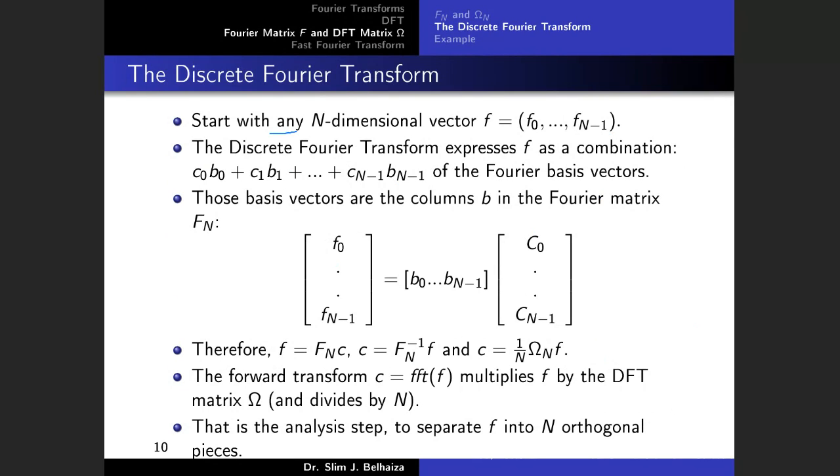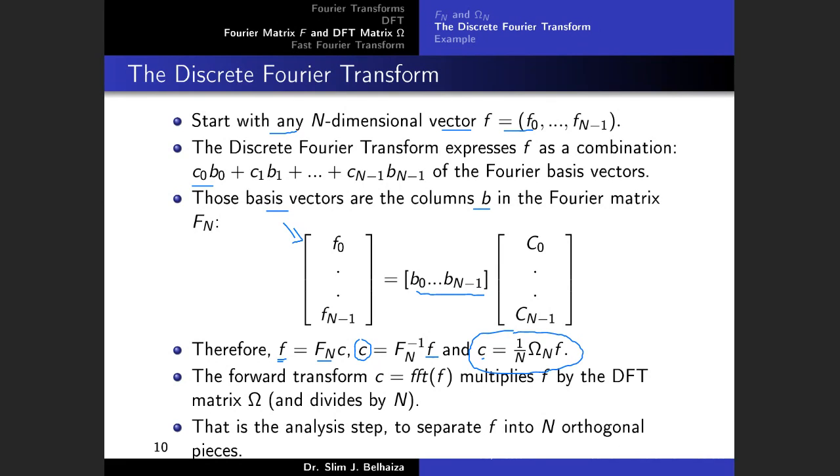So you start with an n-dimensional vector f, and the discrete Fourier transform expresses f as a combination of the basis vectors b_0 to b_{n-1} weighted by the coefficients c_0 to c_{n-1} of the Fourier basis vectors. So these basis vectors are the columns b in the Fourier matrix. So this is your vector f initially. Okay, and you want to write it like this, as the product of the basis vectors, the b vectors, by the coefficients you are looking for. So therefore, one can write f as F_n times c. So c, in fact, if you want to retrieve it, is F_n inverse times f, and therefore c is 1 over n times omega_n times f. So this is how to find it.